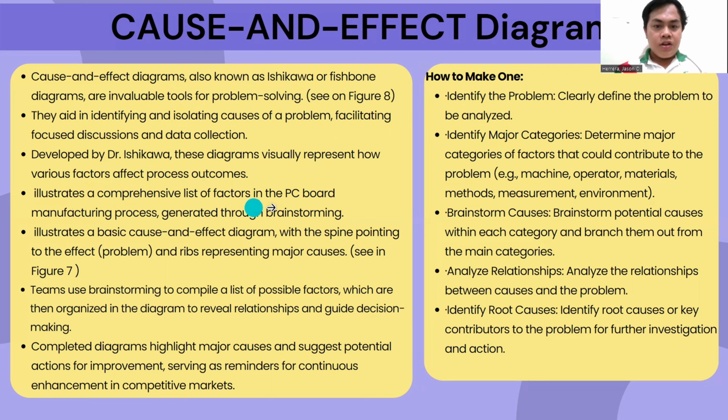Illustrate a comprehensive list of factors in the PC board fabrication process through brainstorming. How to make one? Okay, but I will continue to discuss it here. I will summarize this in the next slide. How to make one? Okay, identify the problem, of course. Identify the major categories, causes and brainstorming causes, analyze the relationship, and define root causes.